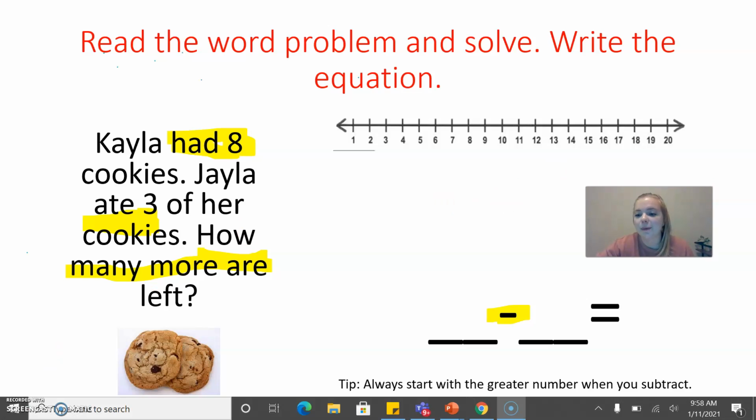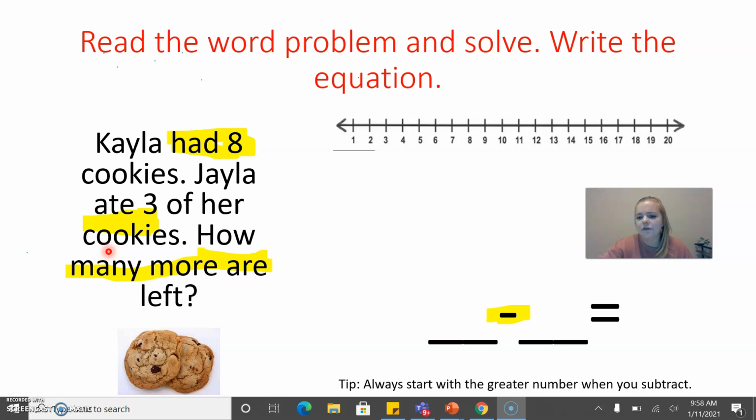All right, so now let's work on a word problem. Okay, and you can do this on your piece of paper, okay? So first we're going to read the word problem I have over here. Okay, Kayla had 8 cookies. Jayla ate 3 of her cookies. How many more are left?